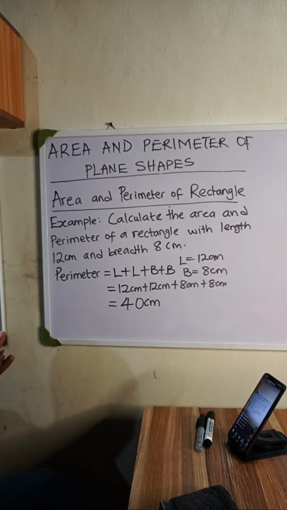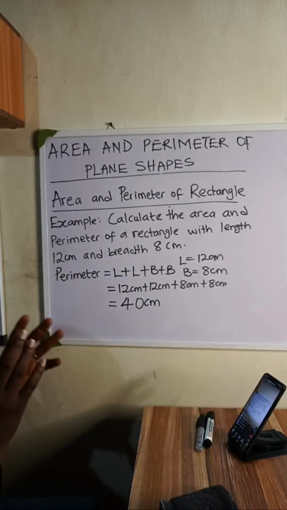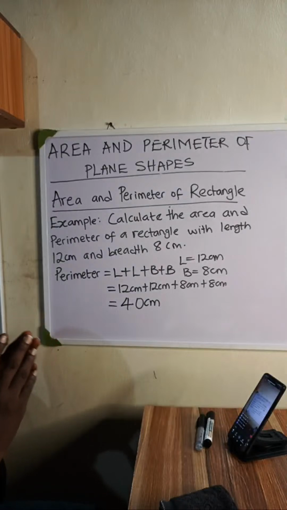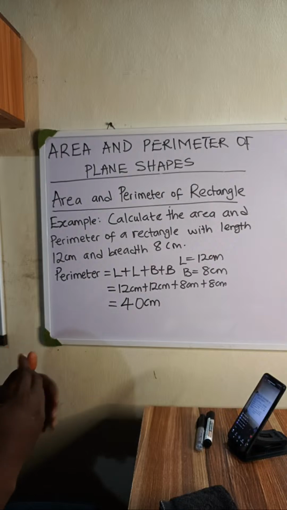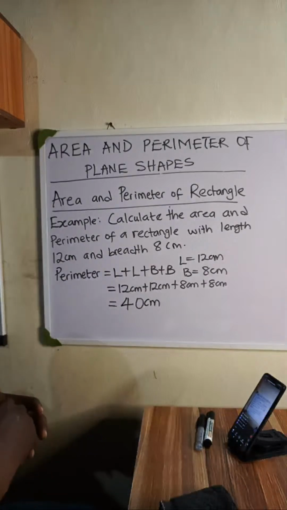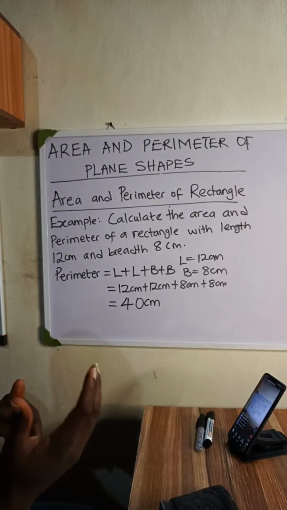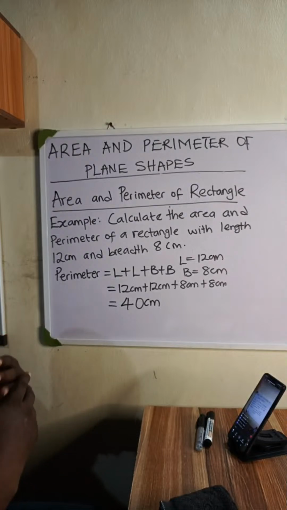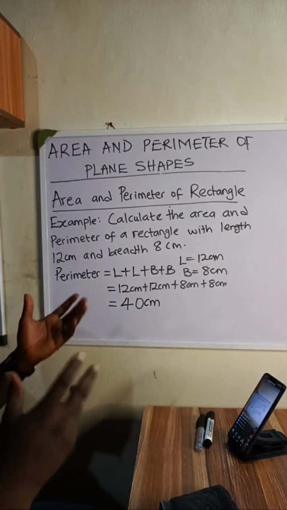Okay, so let's look at another example. The next example we are going to consider is a situation where you are given the perimeter and you're expected to calculate the area. So sometimes you might be given the perimeter and you're expected to calculate the area. At other times, you might be given the area and you're expected to calculate the perimeter. Let's see how this works.